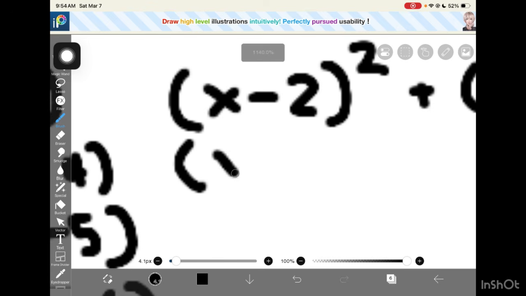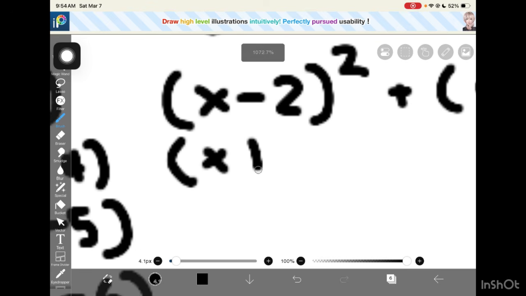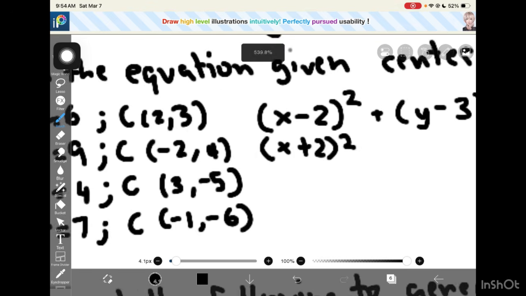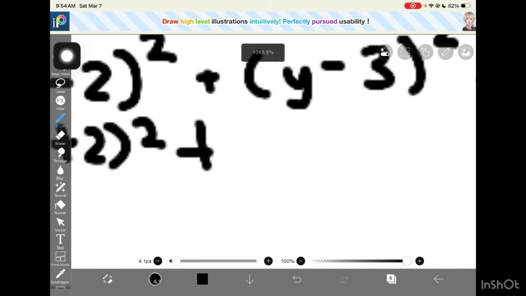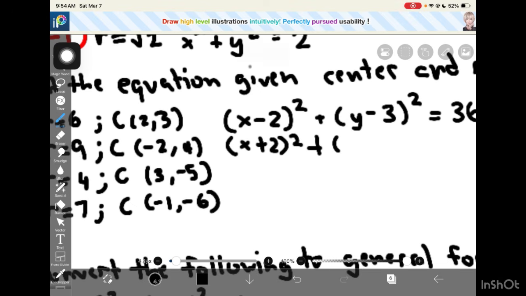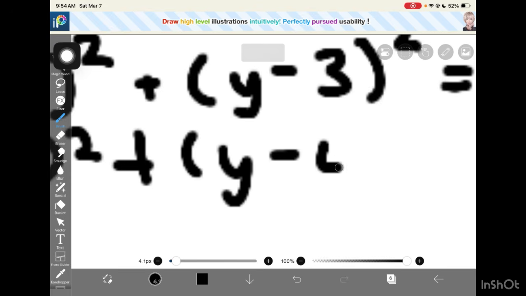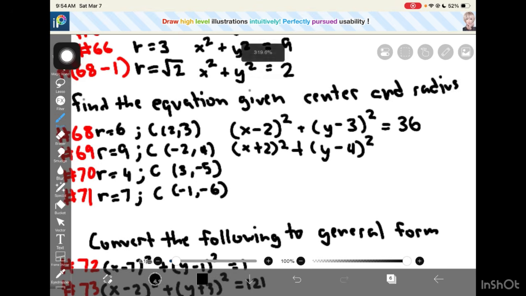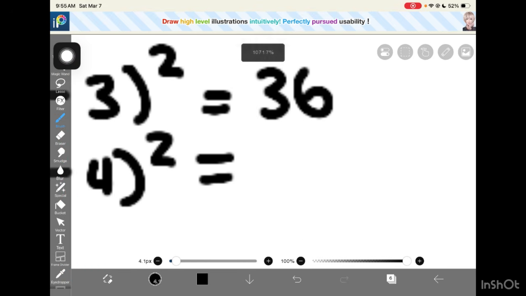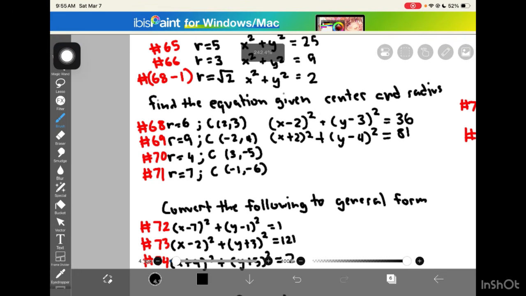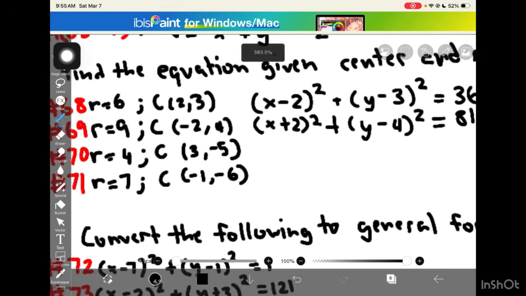Negative 2. Find the inverse of negative 2. It's just positive 2. Squared. Plus y, that our center is 4. Y minus 4. Squared. Equals 9 squared. 81.